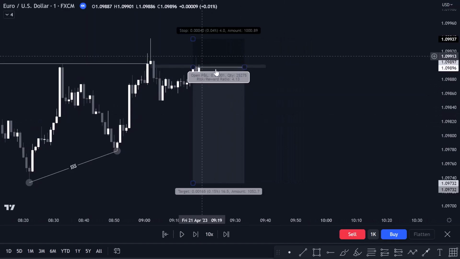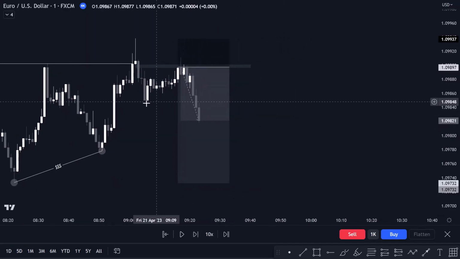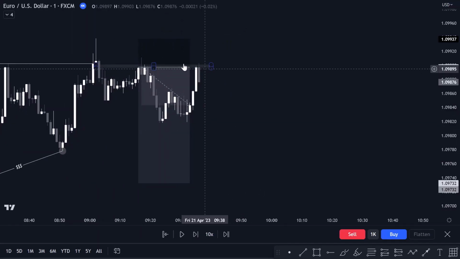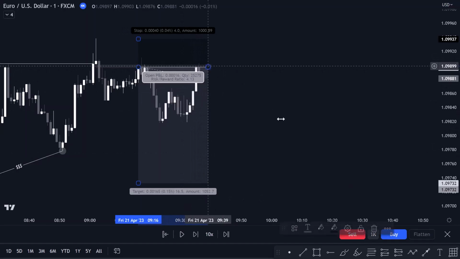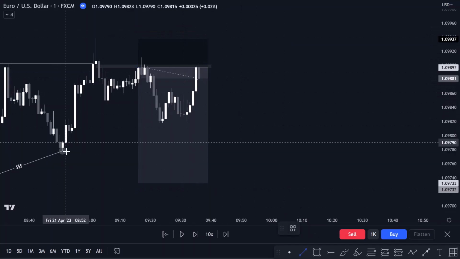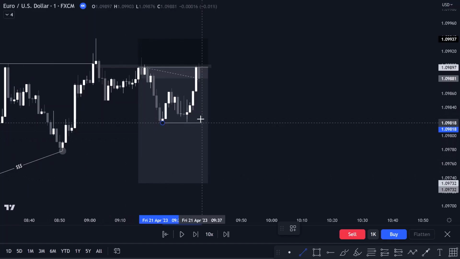So price triggers the entry and then goes down. Price breaks the first swing low here, which is a good thing. And then price goes up and then comes back to the entry. There's only one reason that you should hold this trade. What is it? The low resistance liquidity right here plus more liquidity.